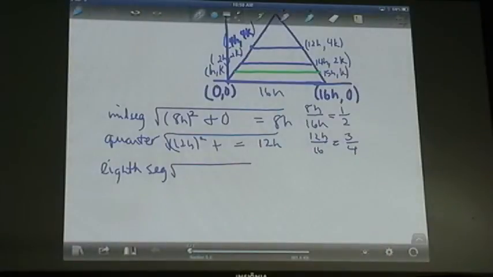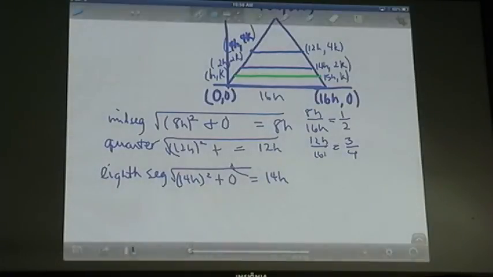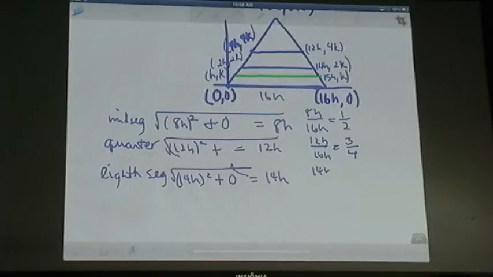We can do 15h minus h, which is just 14h, squared, plus 0 squared. That's just going to give us 14h. And we put 14h over 16h, we get 7/8.